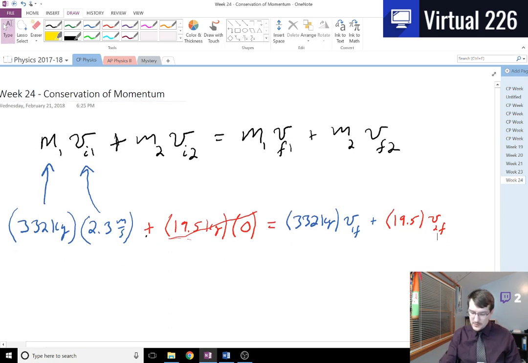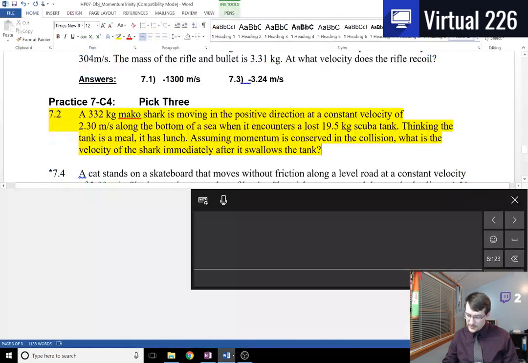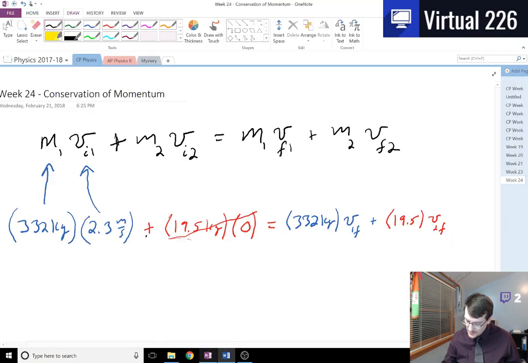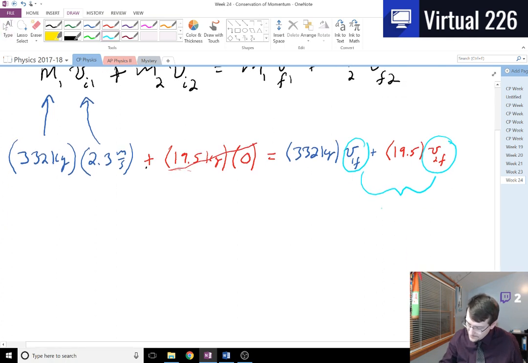Now in a problem like this where you have the shark eating the tank as a tasty meal, if you look at that problem again, it has lunch, so the shark eats this scuba tank. So the scuba tank is now inside the shark. What this means is that the shark and the scuba tank are now moving together. So this final velocity of the shark and the final velocity of the scuba tank are actually the same quantity. These are like terms if we were to use our mathematical reference. And since those are like terms, we can add them together.